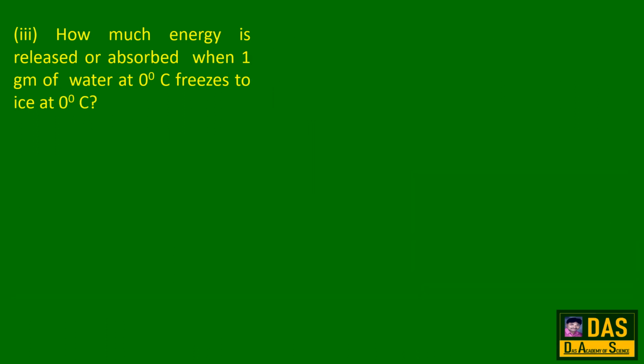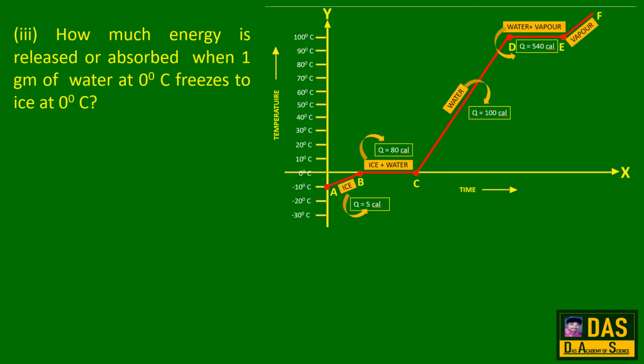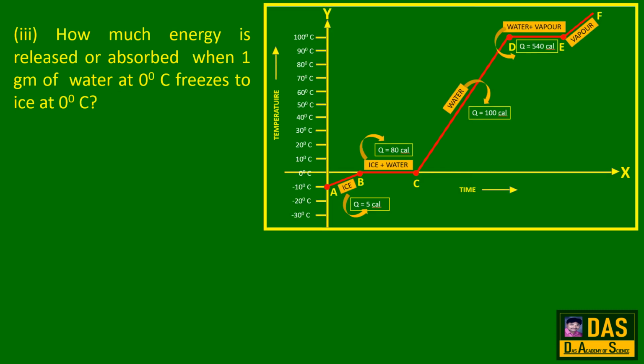Now let us do third problem. How much energy is released or absorbed when 1 gram of water at 0 degree Celsius freezes to ice at 0 degree Celsius? Here, mass of the substance, that is mass of the water, is 1 gram. Conversion is from water at 0 degree Celsius to ice at 0 degree Celsius. So, from time temperature graph, this conversion is from C to B.